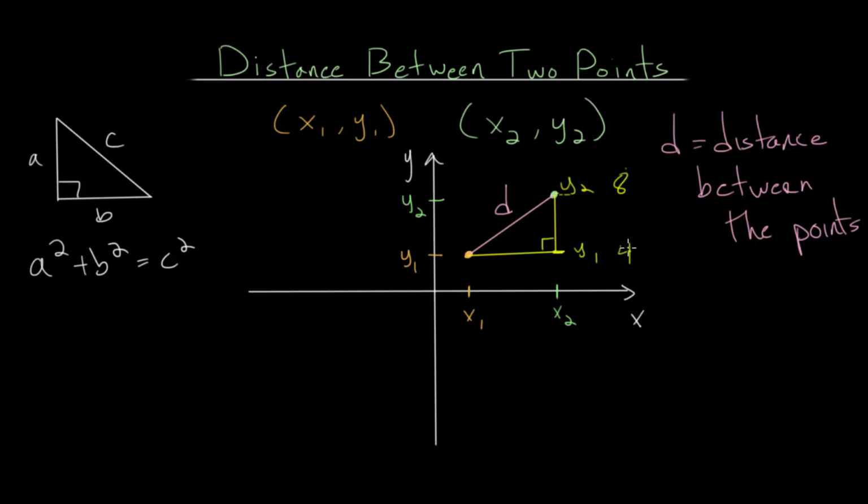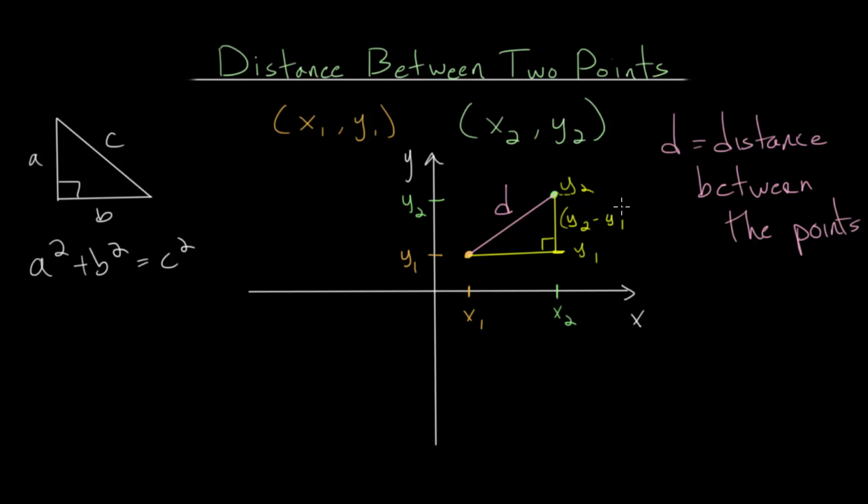Or you can imagine counting, going from 4 to 5 is 1, 6 is 2, 7 is 3, 8 is 4. So whatever the top y value is, we will subtract the bottom y value. And that will give us this side length. So let's write that in, that this side length will just be y2 minus y1.